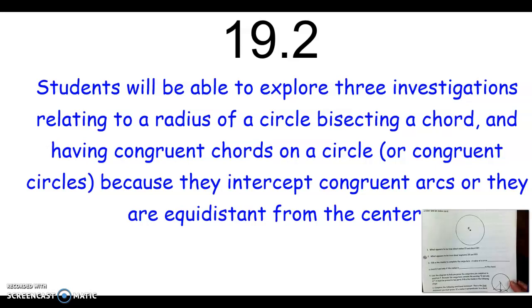This is the second block of Topic 19. In this one, we're going to explore 3 more investigations relating to a radius of a circle that's bisecting a chord and having congruent chords on a circle because they intercept congruent arcs or they are equidistant from the center. So still looking at some relationships with chords today.